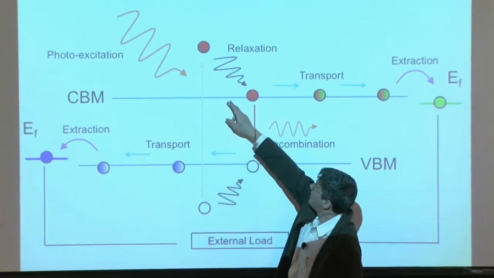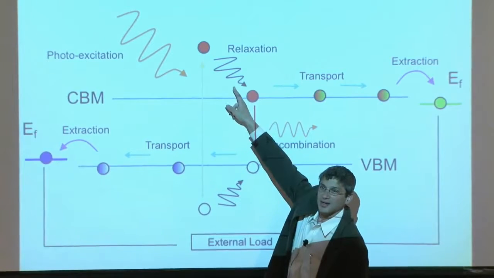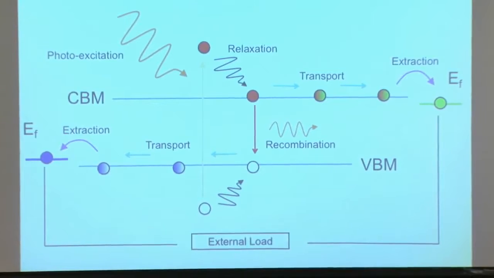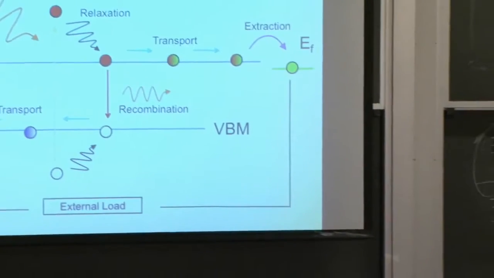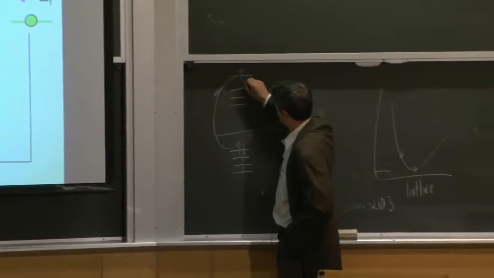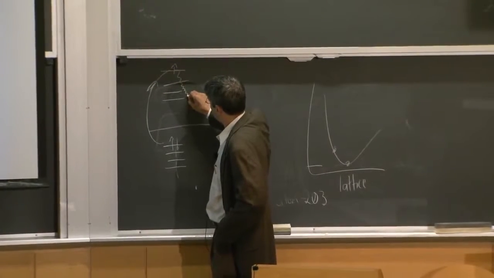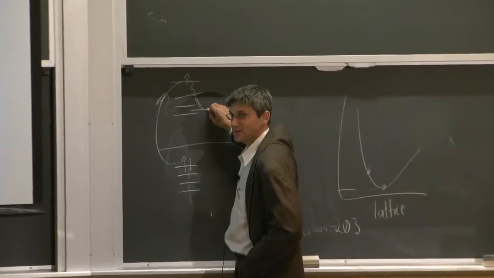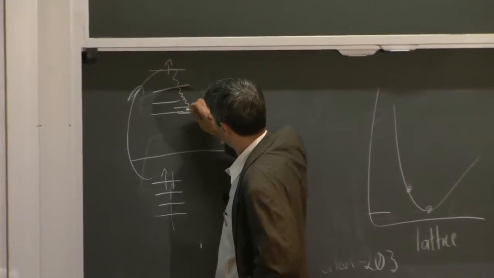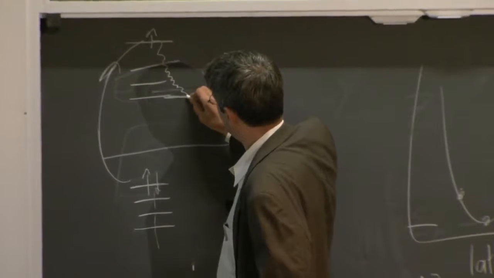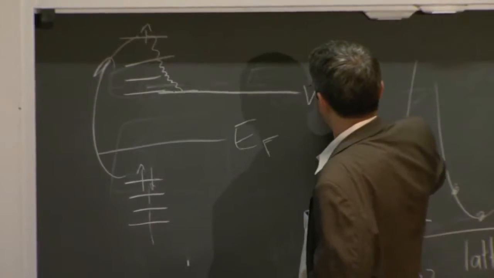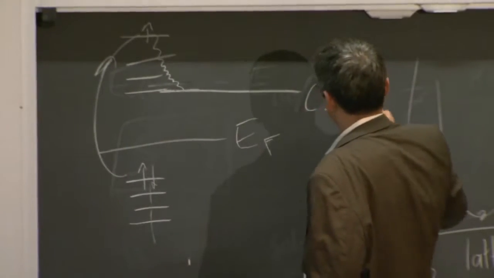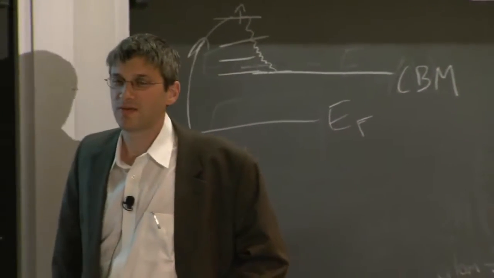And then what happens here? It relaxes. What does that mean? It's not taking it easy. It goes back down a couple levels. To where? Here? Can it go in between? We know it can't. So it goes to the conduction band minimum of the material.